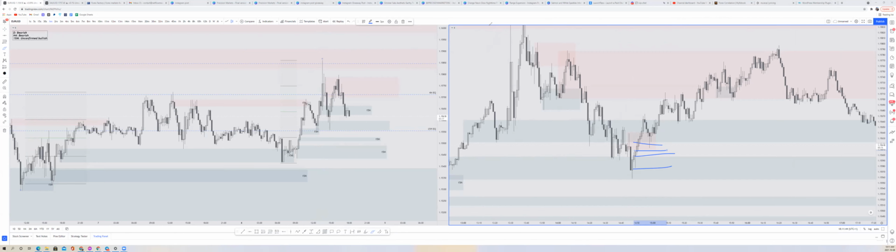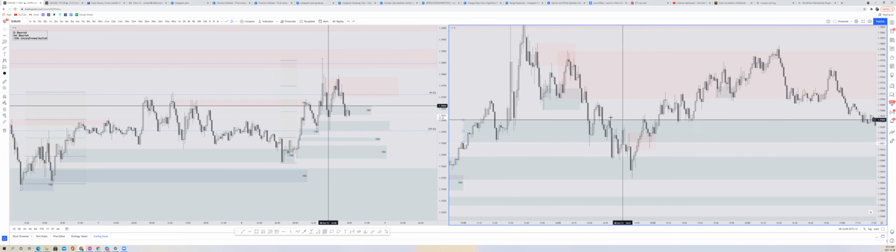Oh, why is that not clearing? Huh. That's odd. I know why. It's TradingView.